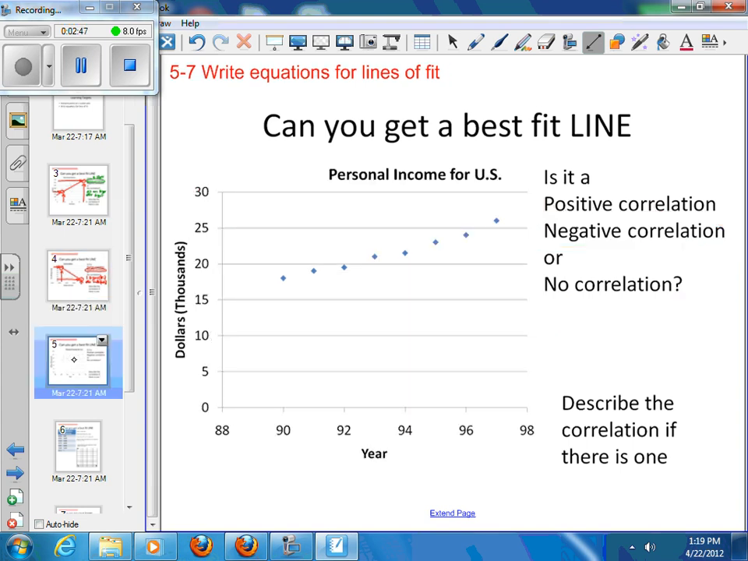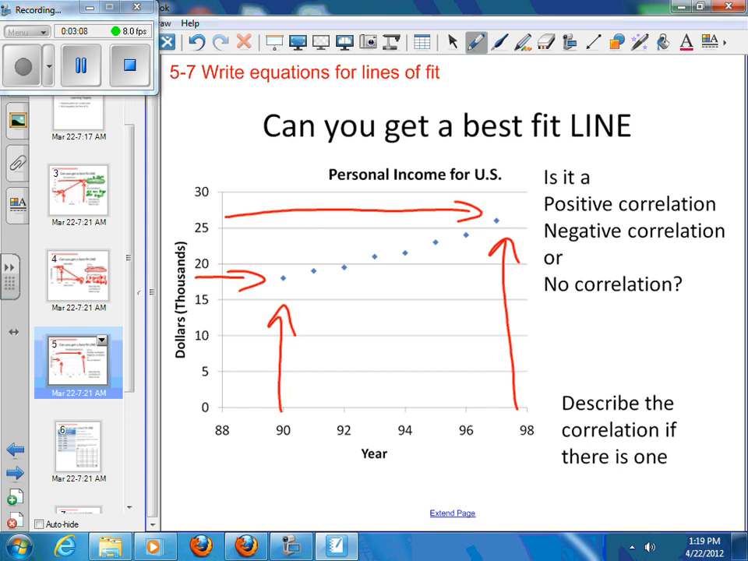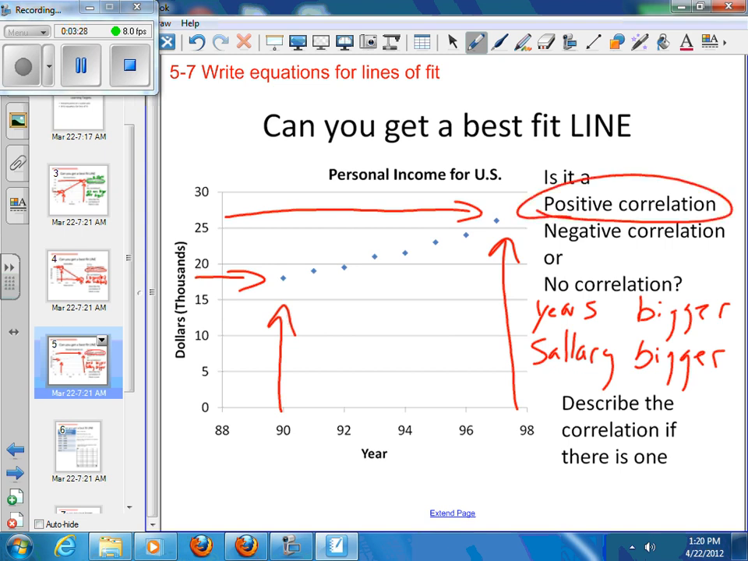So the last little quick example I want to show you is personal income for the U.S. and what year it is, in thousands of dollars. Again, as we start out looking at the data at the lower year level, we aren't making so much. But as the years go on, the average salary is going up. So as years is bigger, the salary, and I just misspelled salary, I'm sure, is bigger. You'll find by watching my videos, I am not very good at spelling. So as the years get bigger, salary gets bigger, they're both going bigger, so we call that a positive correlation.